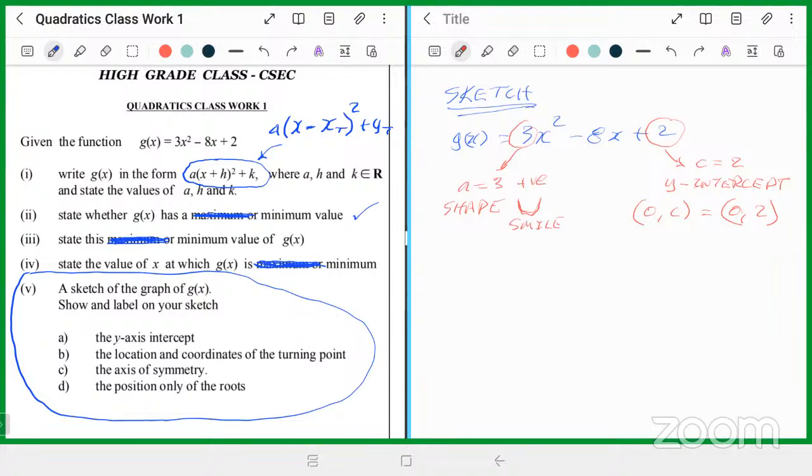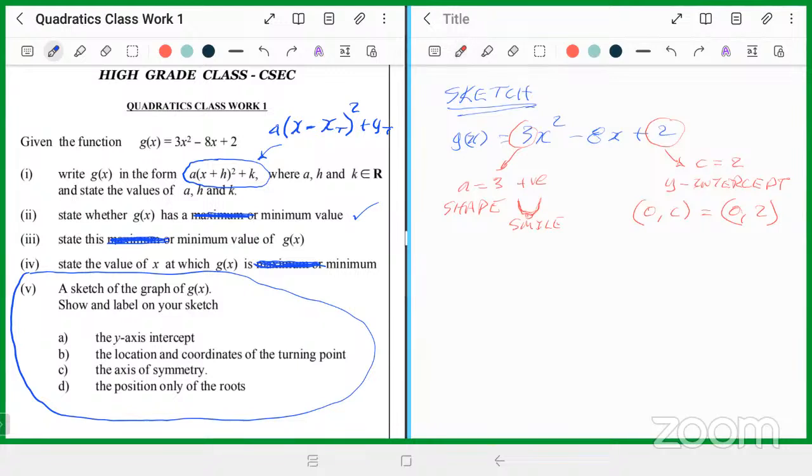So those are the 2 pieces of information that we get from the standard form. We know that the graph has a smile shape, and when it has a smile shape, it has a minimum point. But the standard form also tells us where the y-axis intercept is. So that's two pieces of information that we are getting from the standard form.